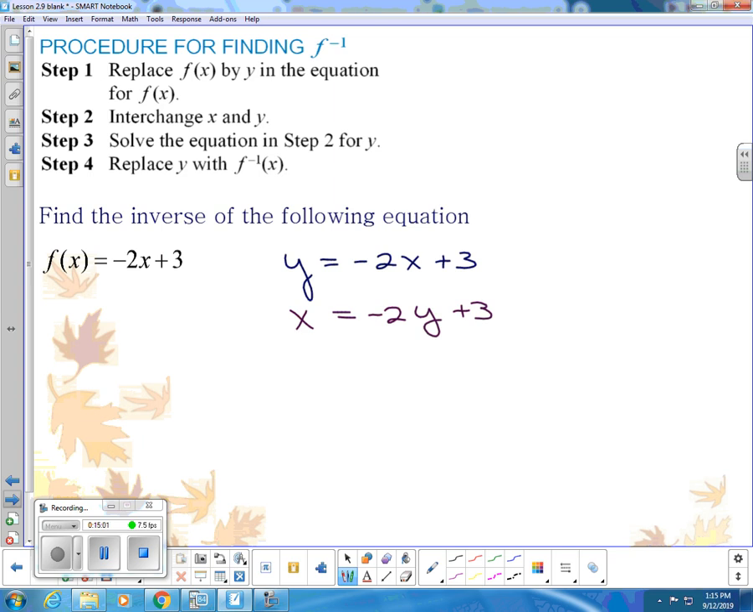Okay? So that's easy enough. How do you get the y by itself? Minus 3. And then divide by negative 2, right? So y is by itself now. I'm going to rewrite it in the function notation, though.